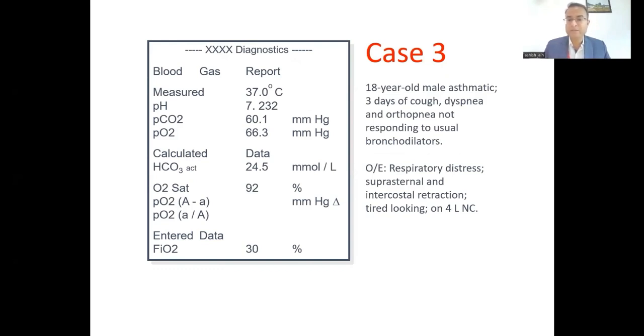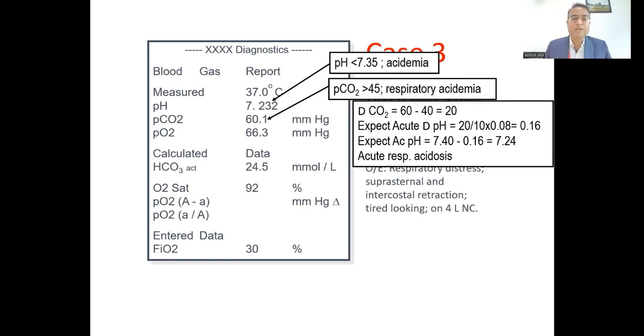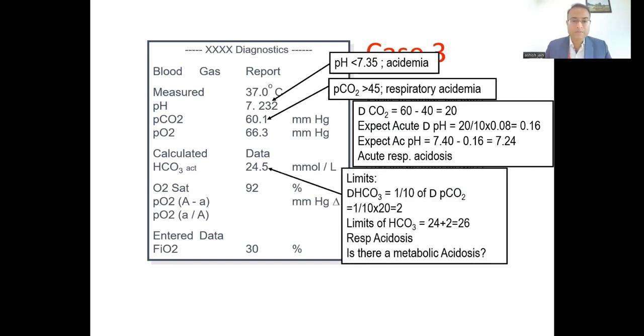Coming to case 3, it is a case of an 18-year-old male asthmatic, with a 3-day history of cough, dyspnea, and orthopnea, but he is not responding to the use of bronchodilator. The ABG showed a pH of 7.23, that means acidemia. PCO2 is high, respiratory acidemia. Acute or chronic? With the calculation, we came to know it is acute respiratory acidosis.